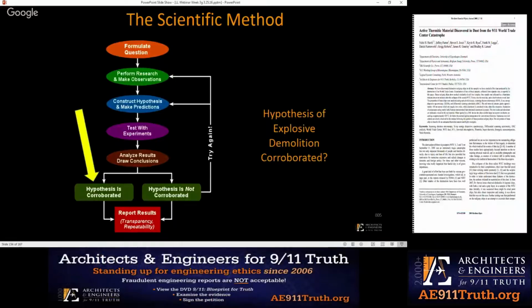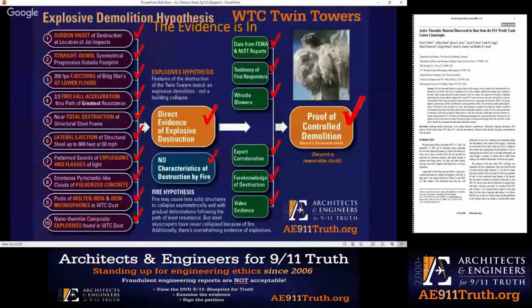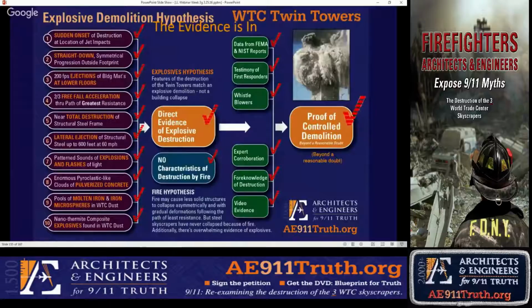Is the hypothesis of the explosive demolition of these buildings corroborated for you? Have we shown so far in this first part of our two-part World Trade Center Towers webinar at least half the elements, in this first part, of direct evidence of explosive destruction? Can fire create any one of these features, let alone all 10 of them? Do we have additional supporting corroborative evidence that we'll be showing next week as well? Whistleblowers, experts' corroboration, foreknowledge of the destruction. Is this proof of controlled demolition so far to you? Proof beyond a reasonable doubt?